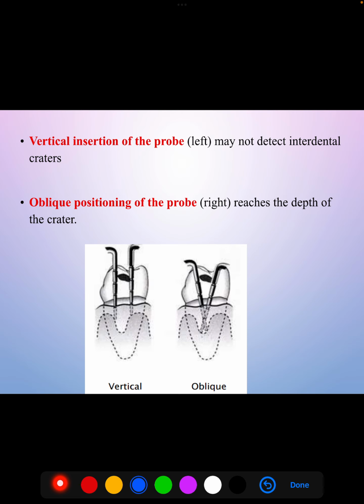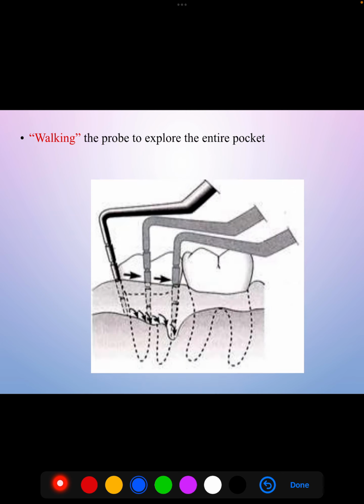Now, while checking the periodontal pocket, the oblique positioning of the probe helps us to determine the interdental crater compared to the vertical insertion of the probe. It is clearly visible from this diagram. The process of measuring the pocket around a tooth to explore the pocket is known as walking of the probe.